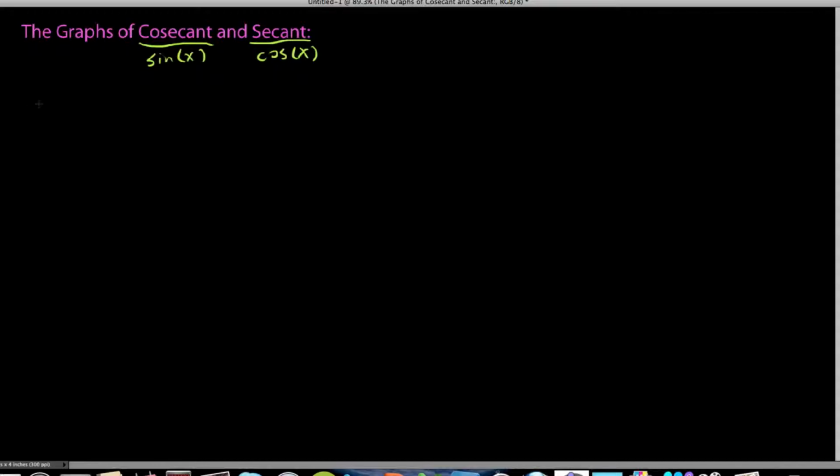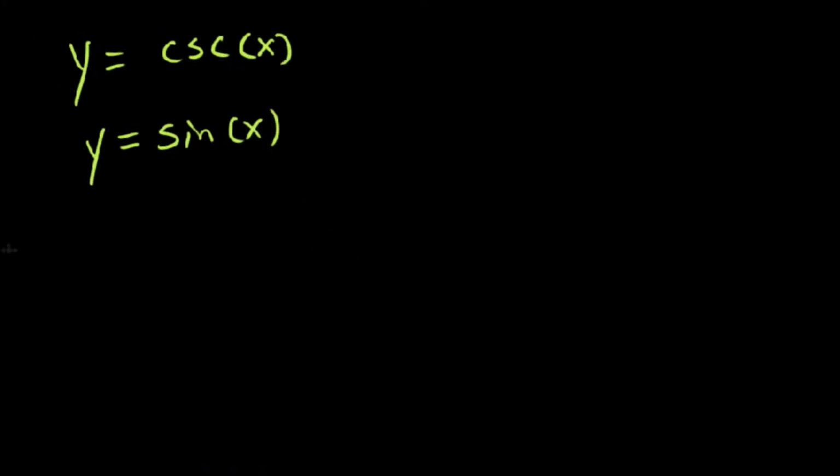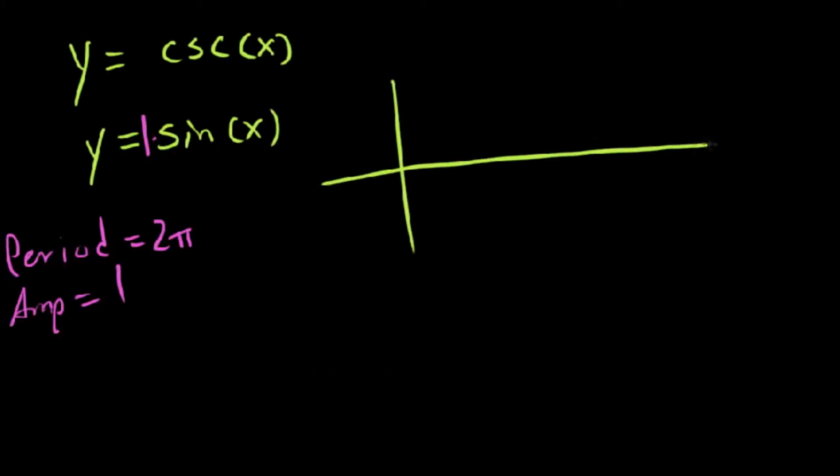So let's go ahead and start with y equals cosecant of x. Now what I just mentioned was this: if you can graph y equals sine of x, then we can graph cosecant of x. What do we know about the graph of y equals sine x? Well, its period is 2 pi. And its amplitude, this number out front here, and I haven't discussed this yet in my videos, but its amplitude is 1.